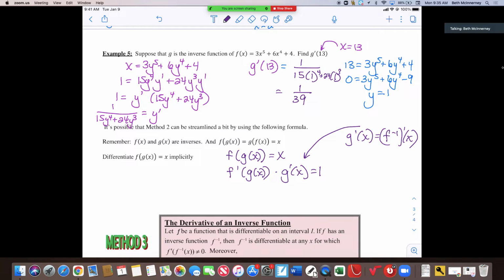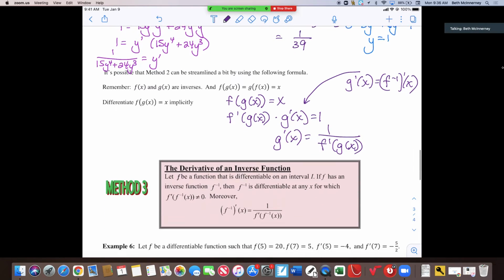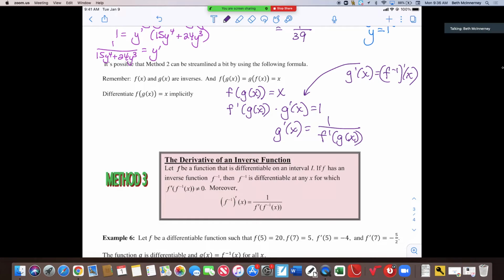So if g prime of x really is the derivative of f inverse, I could divide both sides and get g prime of x equals 1 over f prime of g of x. So this is a situation where I don't memorize this formula that's in the box. For some of you, you prefer to do that. When this comes up, you'll probably see 1 or 2 multiple choice questions on the AP exam. It's rarely on a free response, so that's good news.